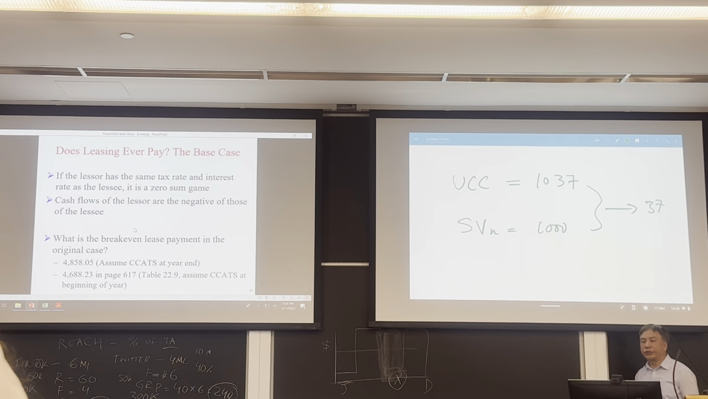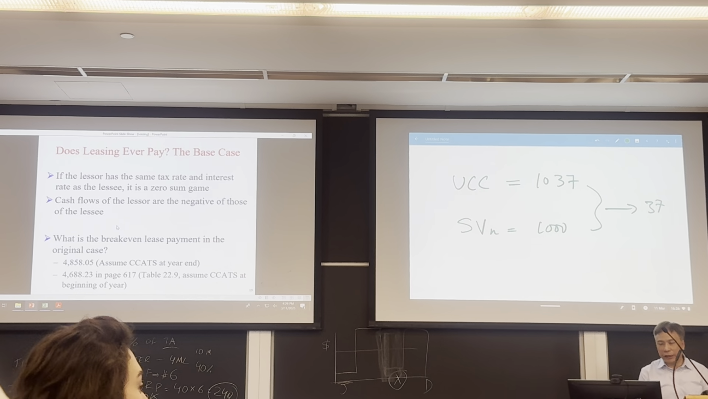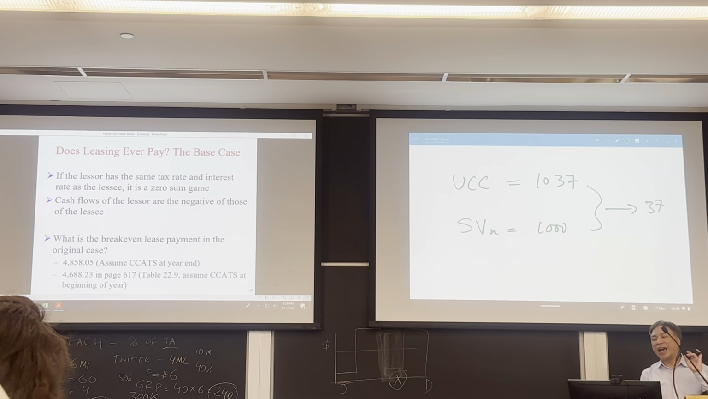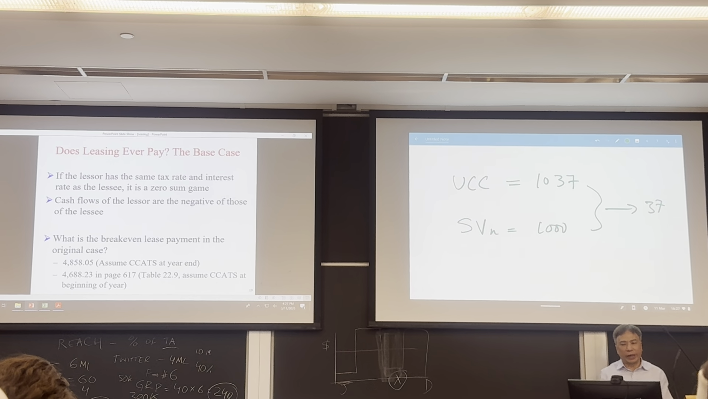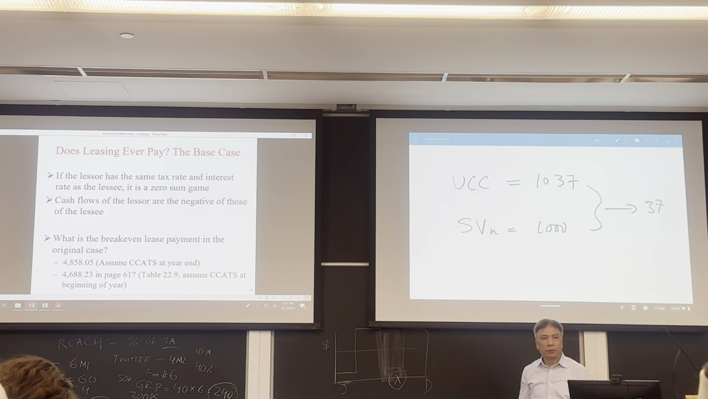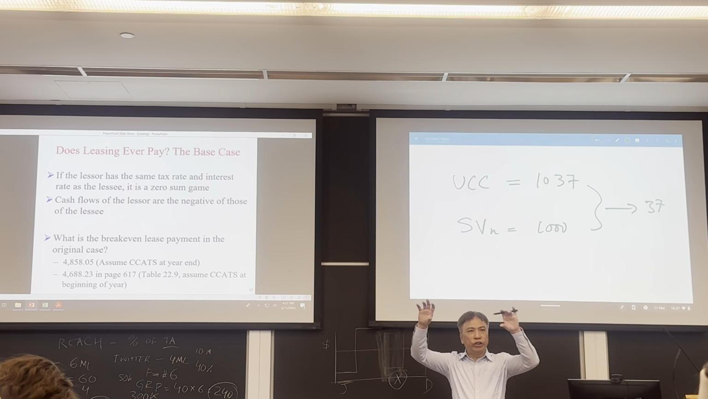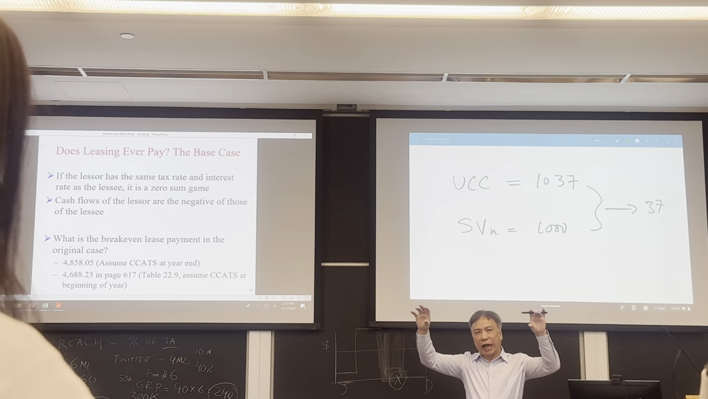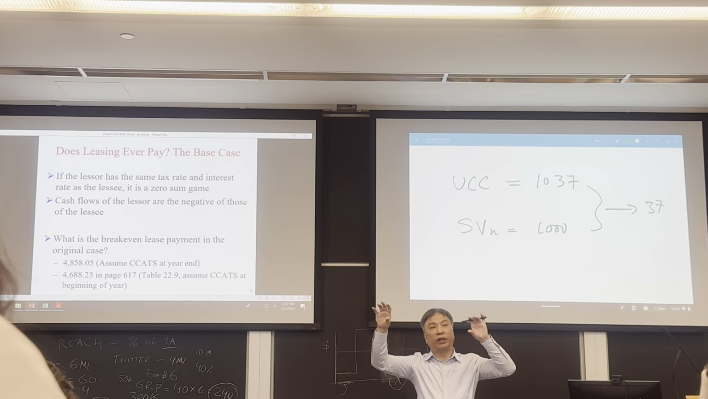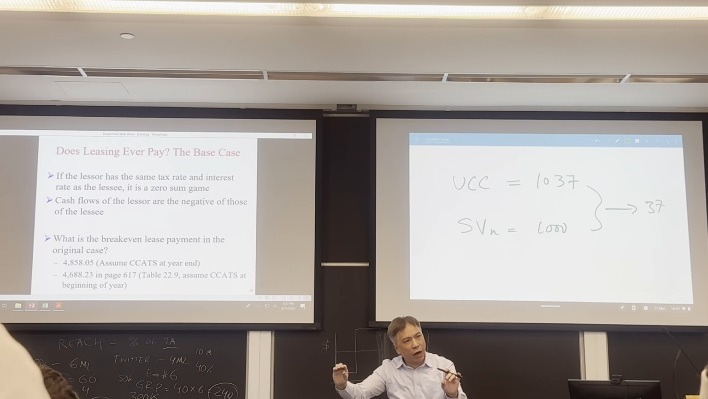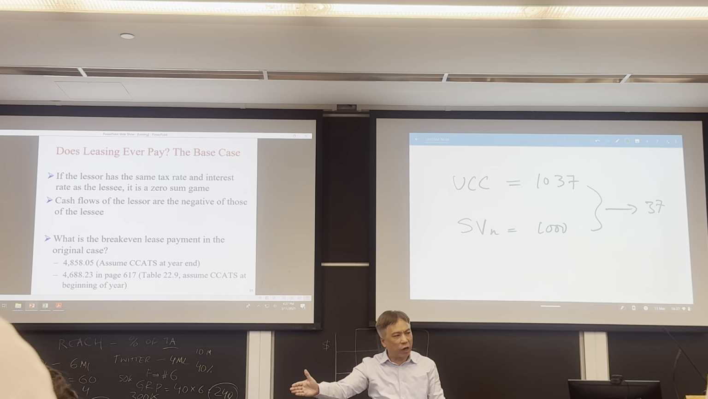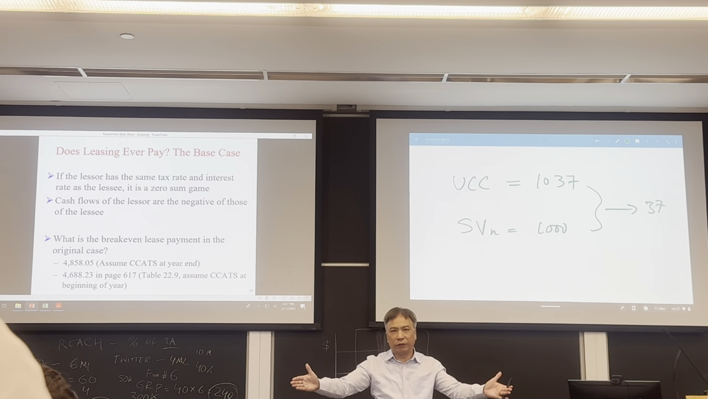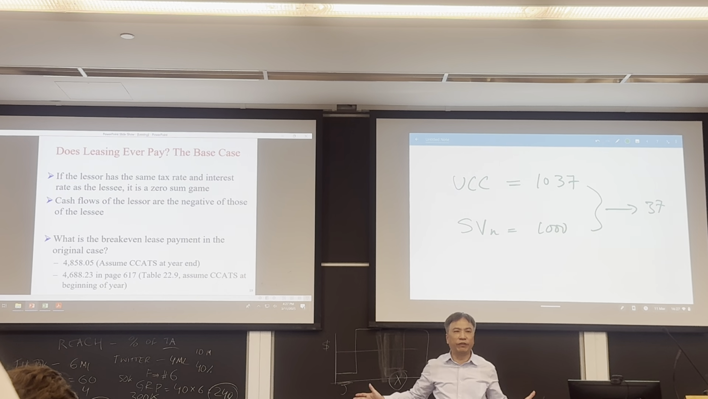Now, does leasing ever pay? They look at the base case. That is, if the lessor and the lessee have the same tax rate and the same interest rate, then it will be a zero-sum game. Because the cash flows in the numerator are just the same but with opposite signs. So if the discount rate, which is the after-tax cost of debt, is the same, then of course this positive must be the same amount but negative. So it's a zero-sum game. That's no saving.